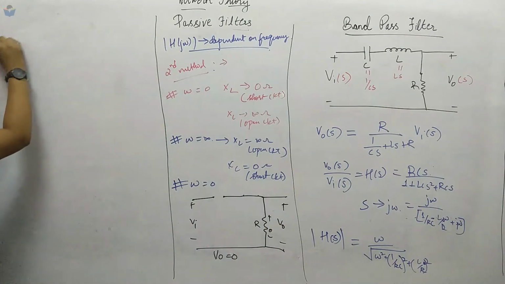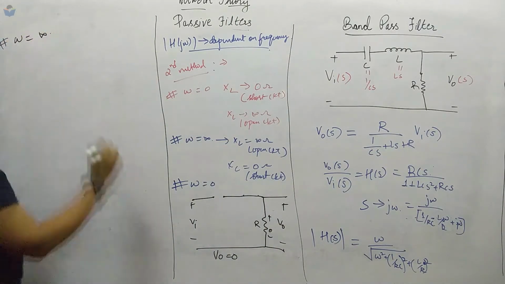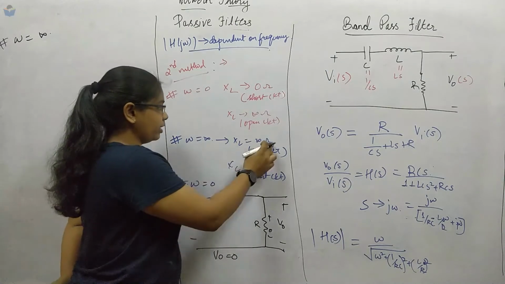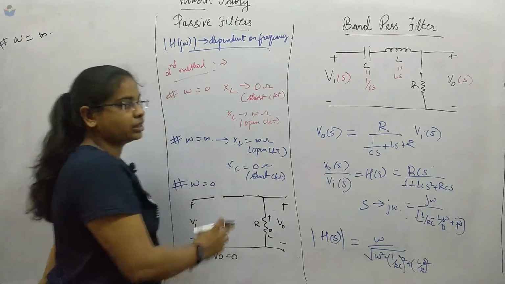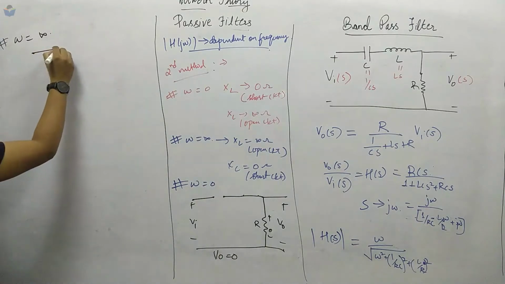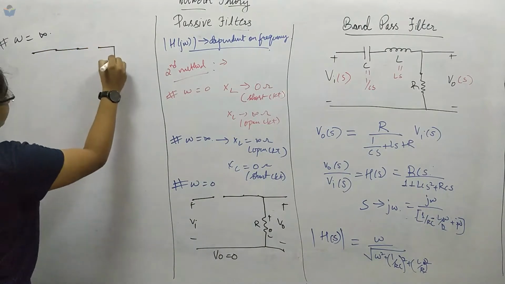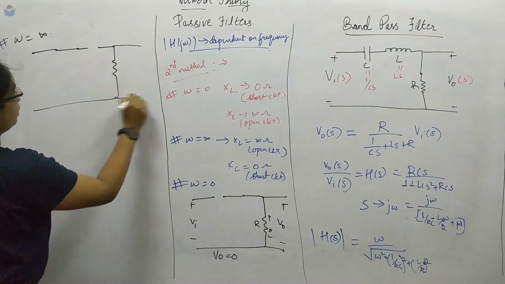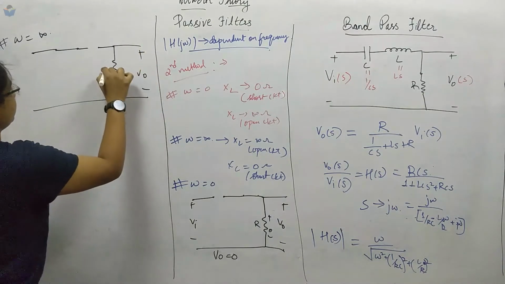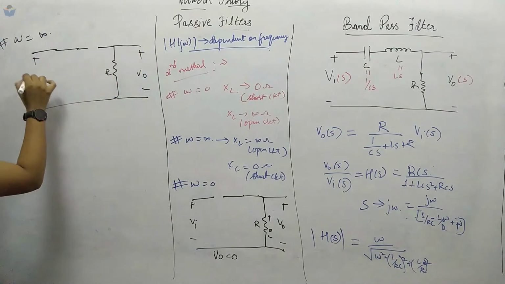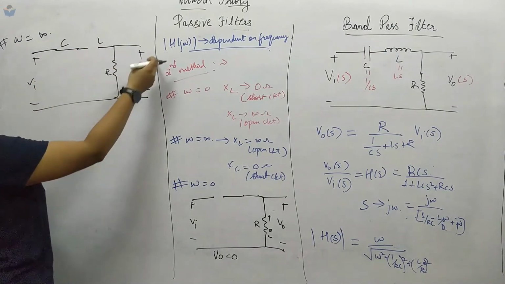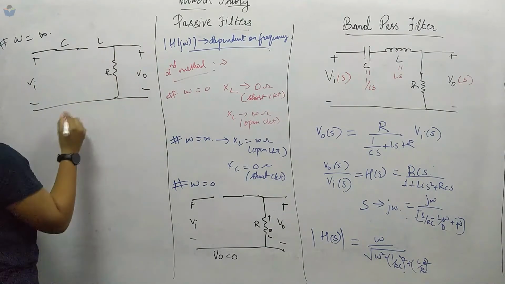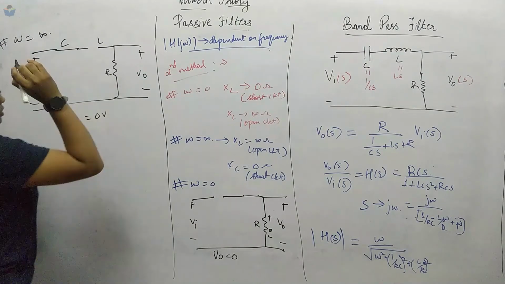Next we will see for omega equal to infinite. When it is infinite, XL will be an open circuit and the capacitor is a short circuit. So we have the capacitor, inductor, and the resistor, this is V0, R and Vi, this is C and L. Again, this is an open circuit and here also an open circuit. So again V0 will be equal to 0 volts.